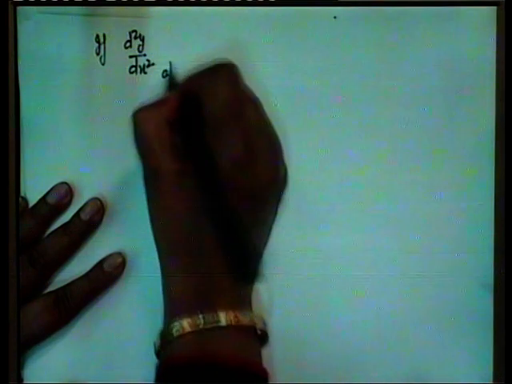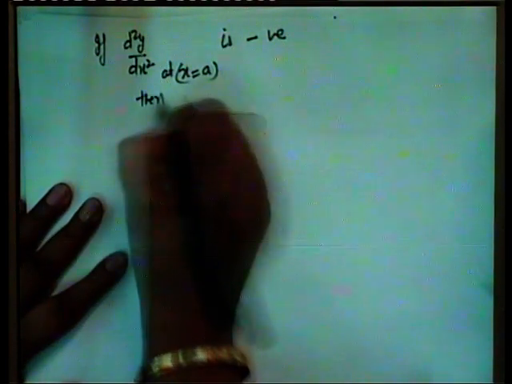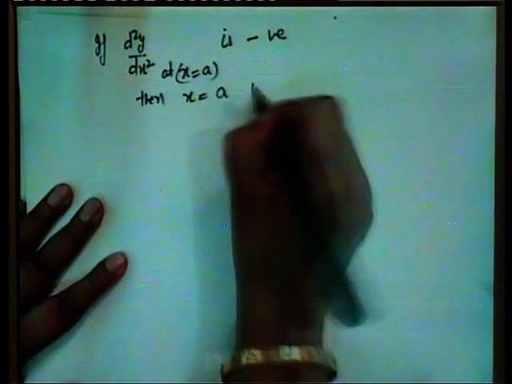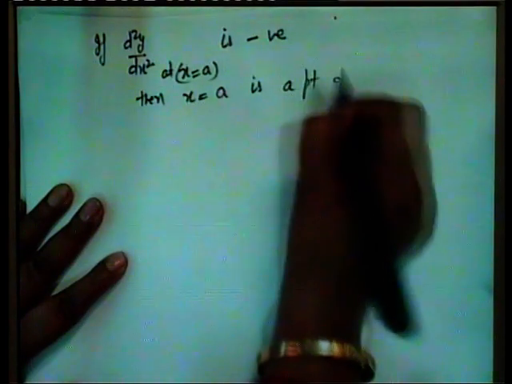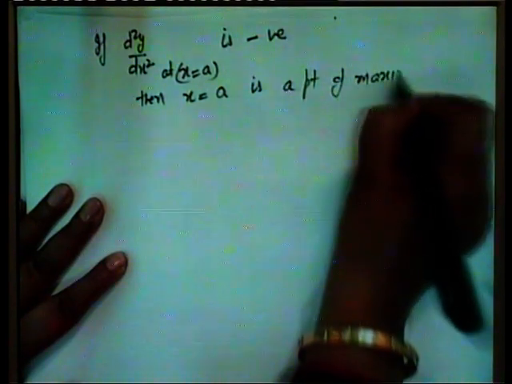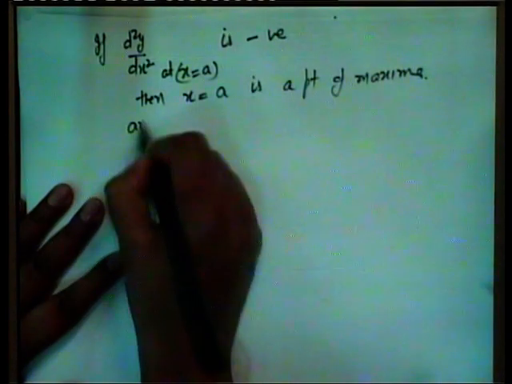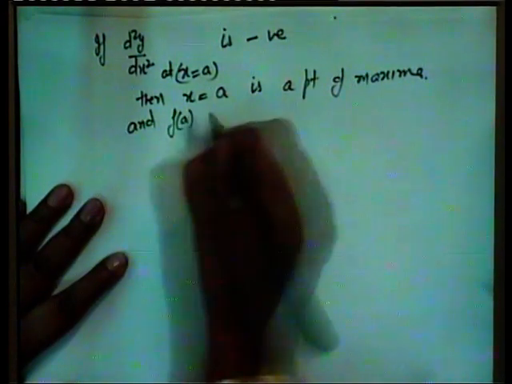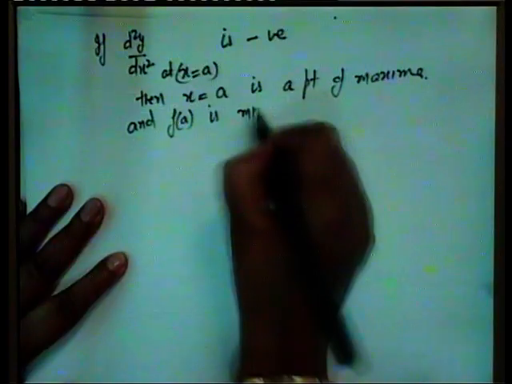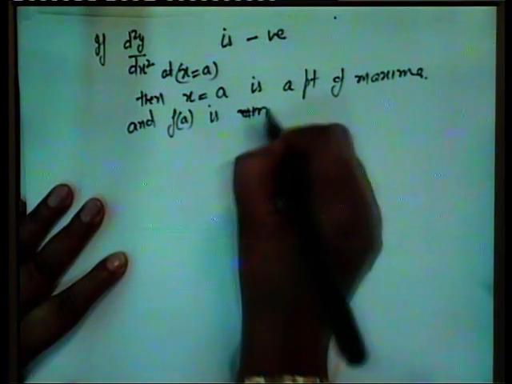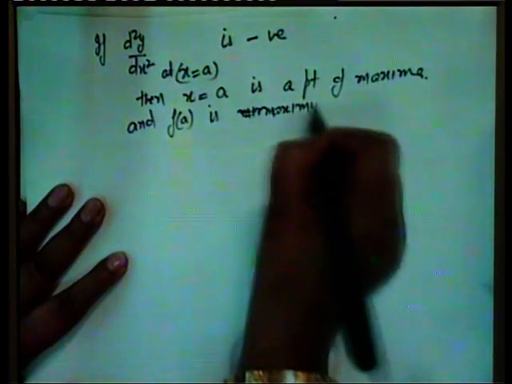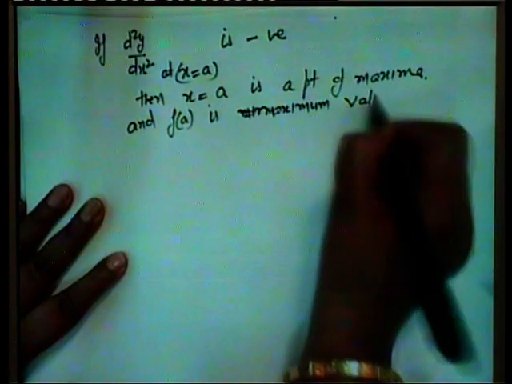If d2y by dx square at x = a is negative, then x = a is a point of maxima, and f(a) is the maximum value.